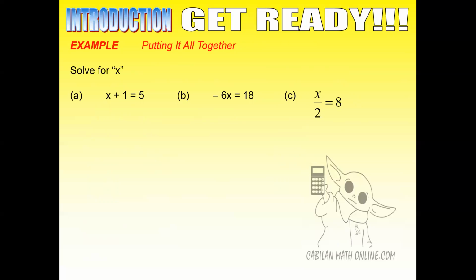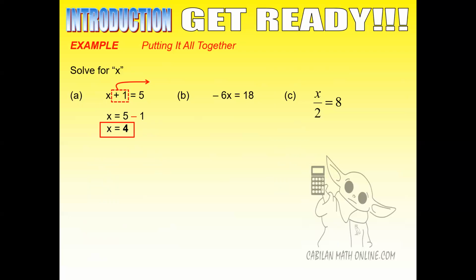For part A here, you notice what we have is the letter X and a number with an addition sign. Anytime you see a letter and a number, and the two terms or parts are separated by either a plus or a minus sign, all we're going to do there is move the number. So for the first example, x plus 1 equals 5, we're going to take the 1 and move it to the other side. Anytime a number moves to the other side, it changes to the opposite symbol. So what we have here is a +1, and when it goes to the other side, it becomes a -1. So 5 minus 1 will give me 4.